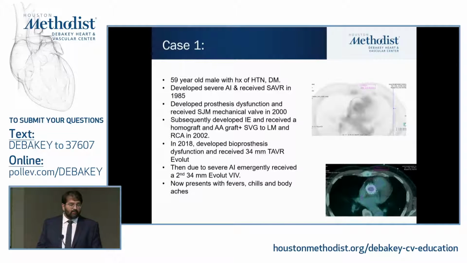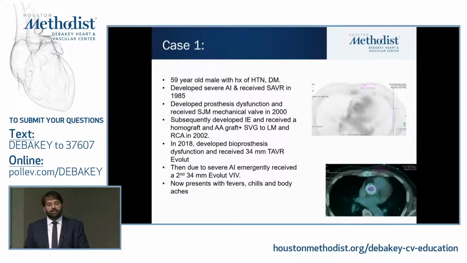nevertheless, he developed prosthesis dysfunction, got another mechanical valve in 2000, then infective endocarditis, and had to have a surgical homograft with a bioprosthetic valve and bypass surgery. Again, he developed a bioprosthesis dysfunction and got a TAVR valve. And then another had severe paravalvular leak, presented here with acute AI, and got a second TAVR valve. So this guy has been operated on 3 times, and now he has 2 TAVR valves in there.